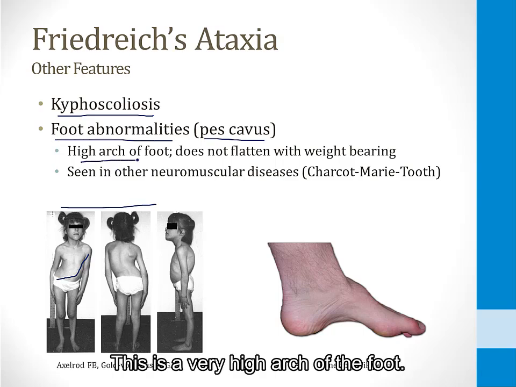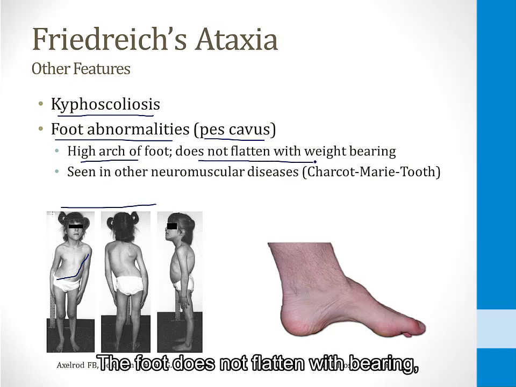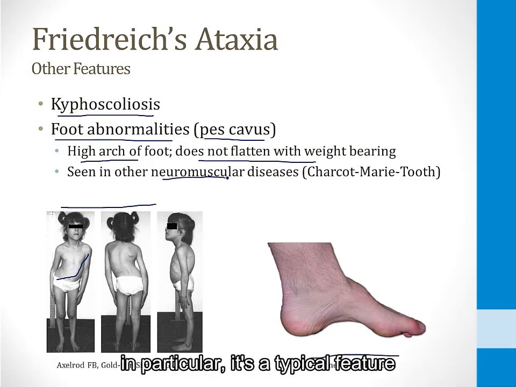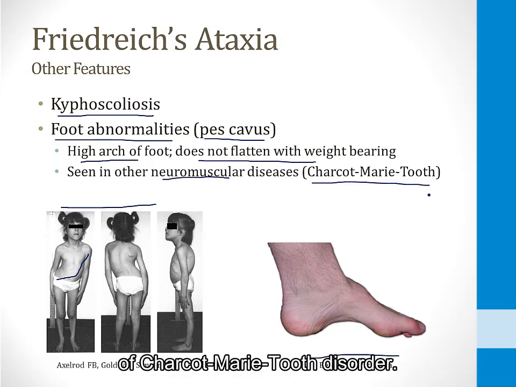And then secondly, patients with this disorder often develop foot abnormalities known as pes cavus. This is a very high arch of the foot. The foot does not flatten with weight bearing. This is a picture of what that looks like. And this is seen in other neuromuscular diseases as well. In particular, it's a typical feature of Charcot-Marie-Tooth disorder.